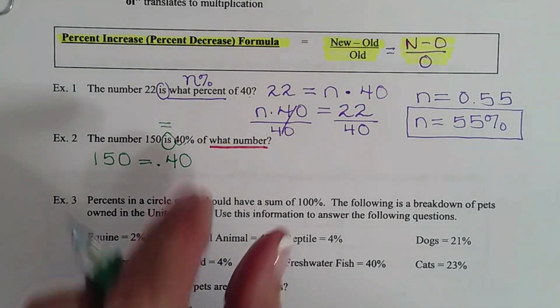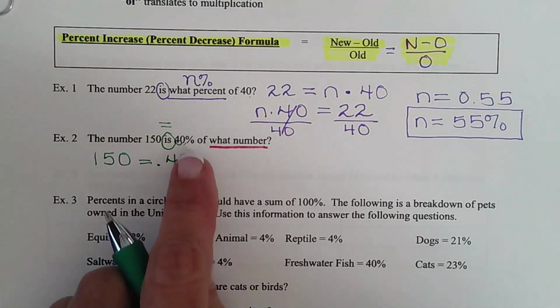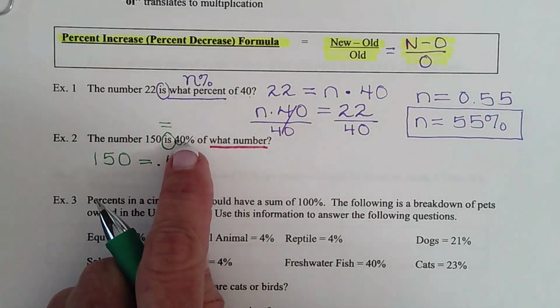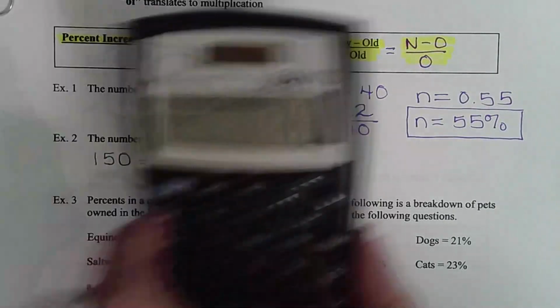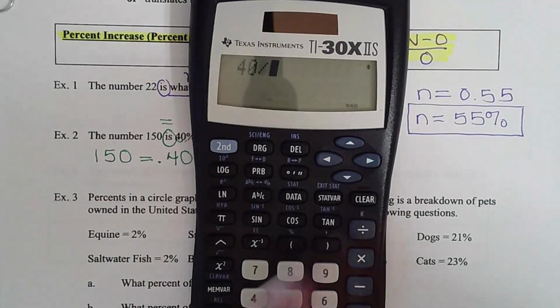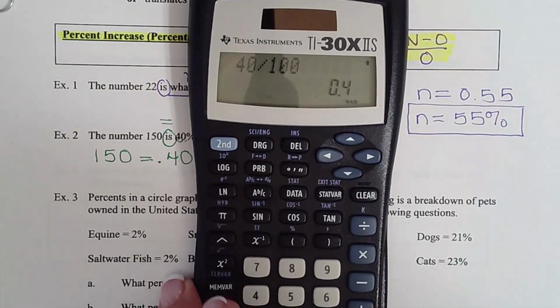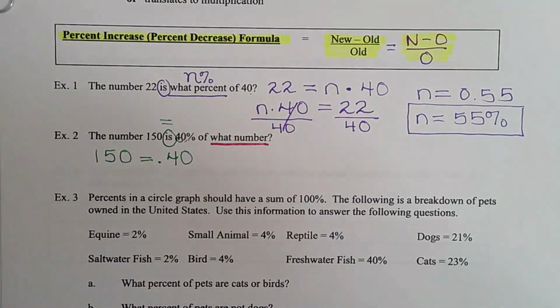Because remember, when we take a percent sign off, and I taught you this in another section, per means divide, cent means 100. 100 cents in a dollar. Century, 100. So divide by 100. So take 40, divide by 100, and there it is, 0.4. Same thing we have there.